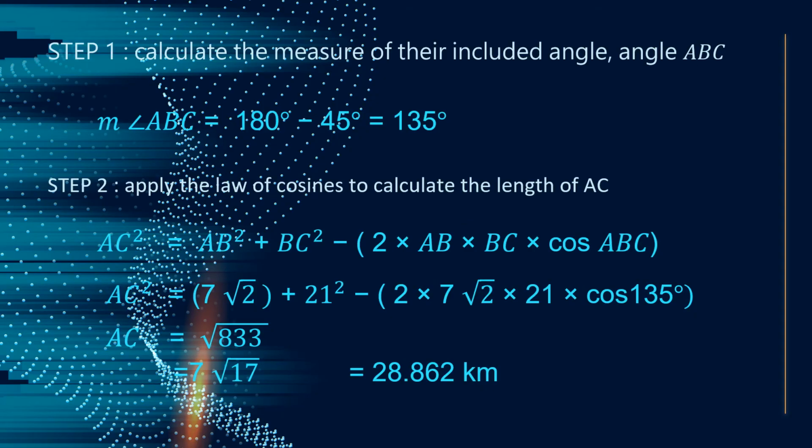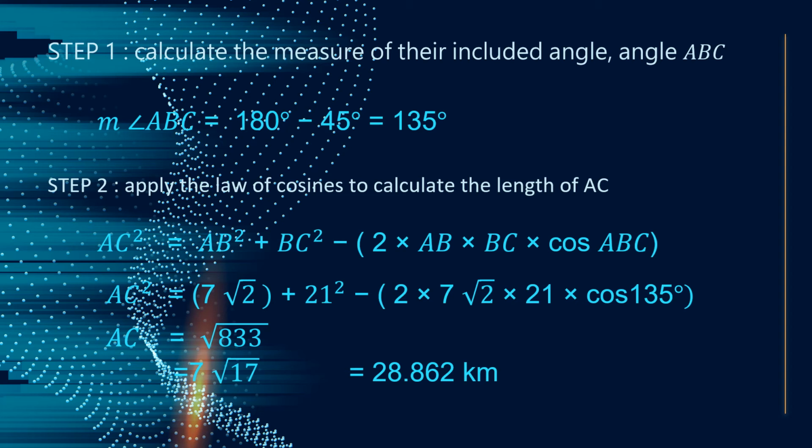So now let's see how to solve this question. So for step 1, calculate the measure of the included angle, which is angle ABC. They have given you the outside angle. So how do we find the inside? Easy peasy. You must just subtract it from 180 degrees. So you'll get the inside angle, which is 135 degrees.